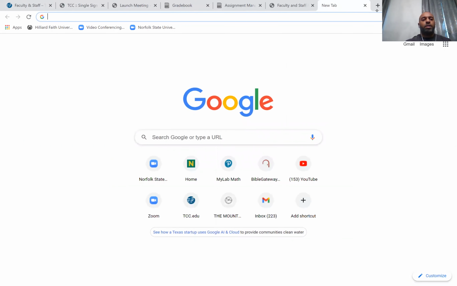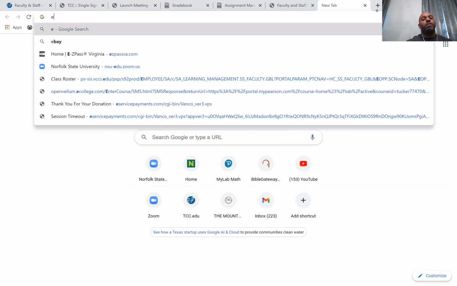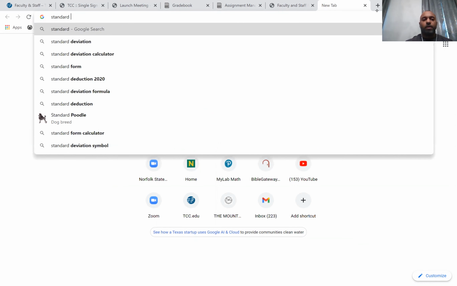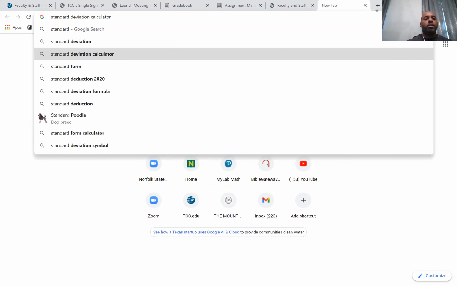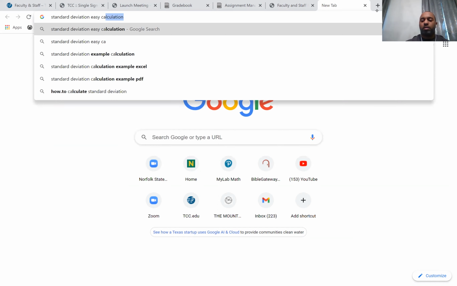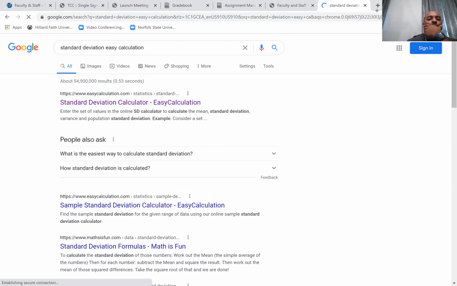So I would just do easy. No. Let's go standard deviation calculator. Let's go easy calculation. So I typed in standard deviation, easy calculation. And the first one that popped up is easycalculation.com.